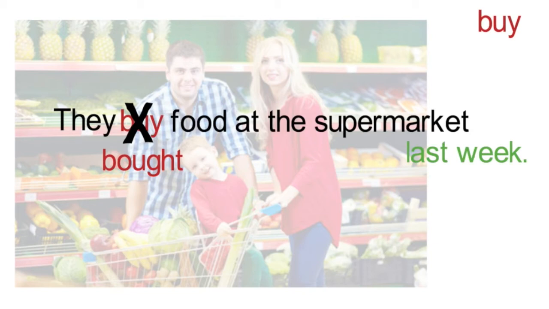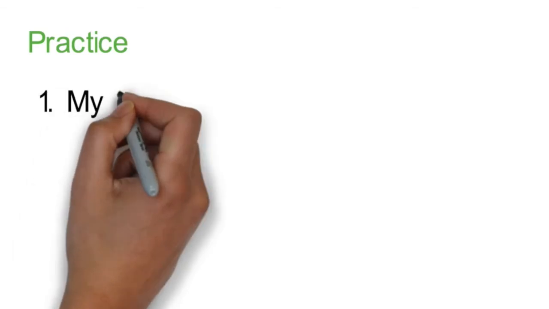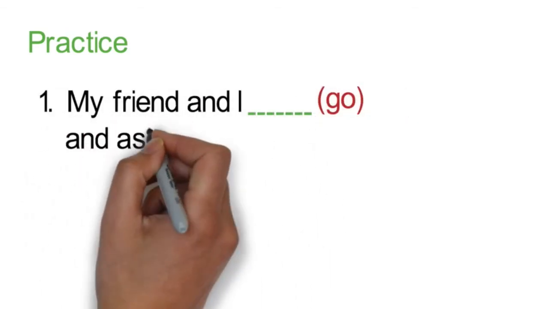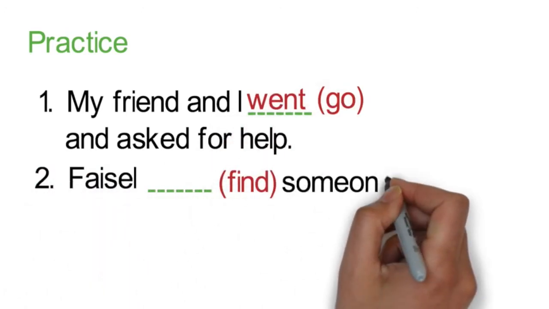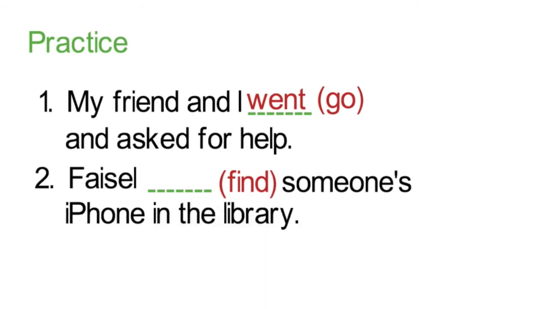Irregular verbs are very common in English, so you might already know some. Let's practice and see what you know. See if you can complete each sentence. Number 1, the present tense verb is go. Can you complete the sentence? That's right. My friend and I went and asked for help. Number 2, present tense is find. Faisal found someone's iPhone in the library.